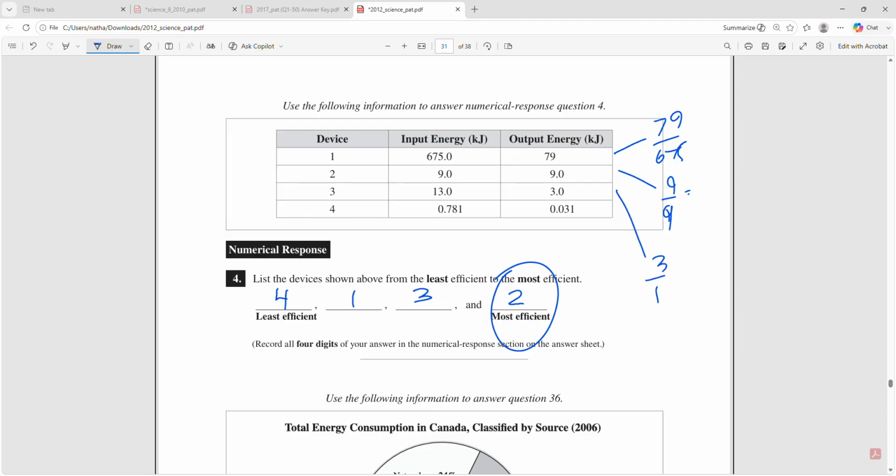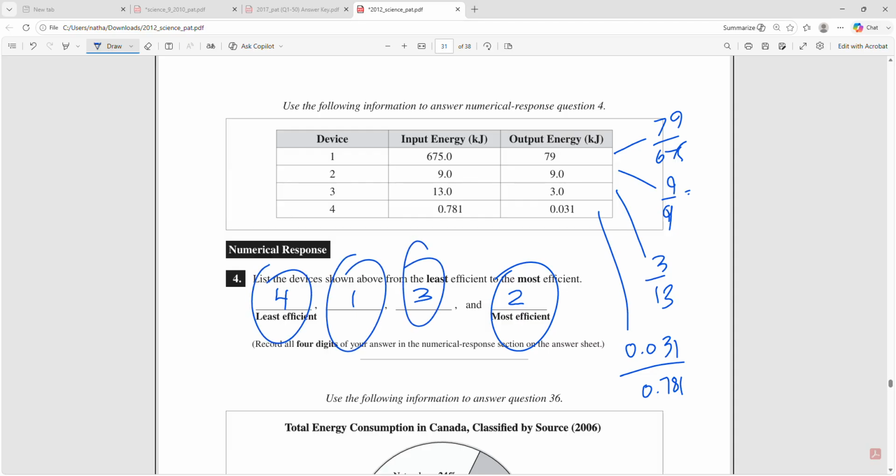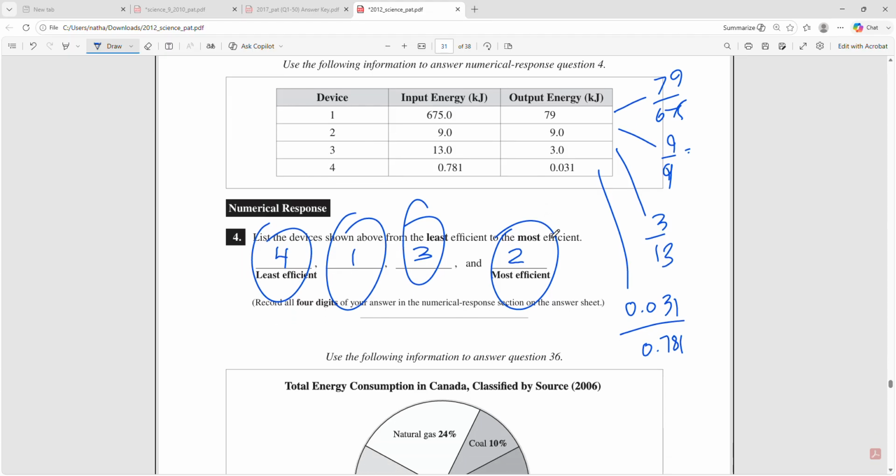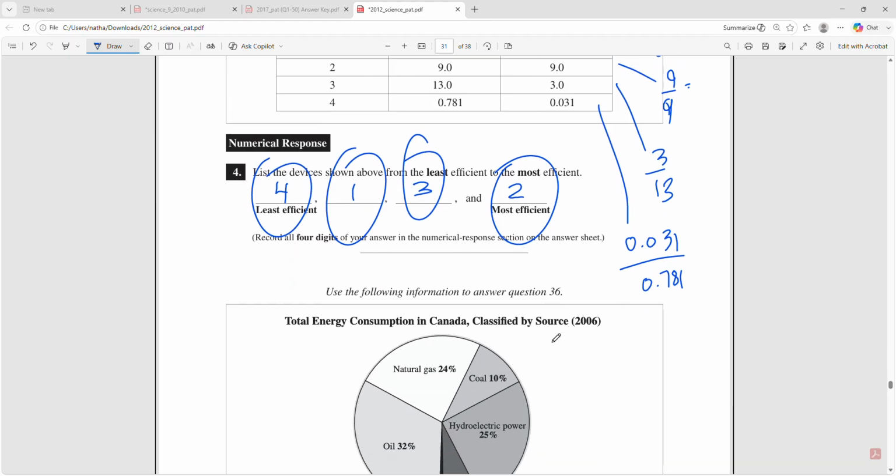Here, 3 over 13. Calculate that as a percent. And 0.031 divided by 0.781. And when you calculate those efficiencies, you should get this number. Okay, don't need to go through the details. It's just more explaining how the question is done. So as long as you understand that, you should be good.